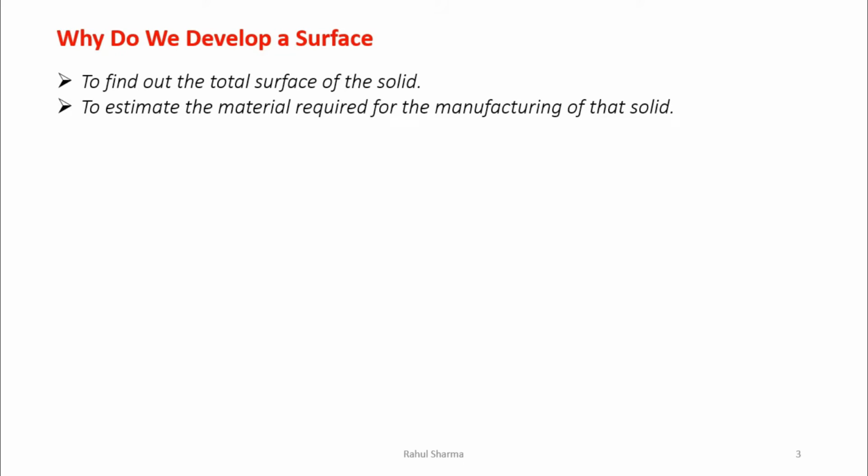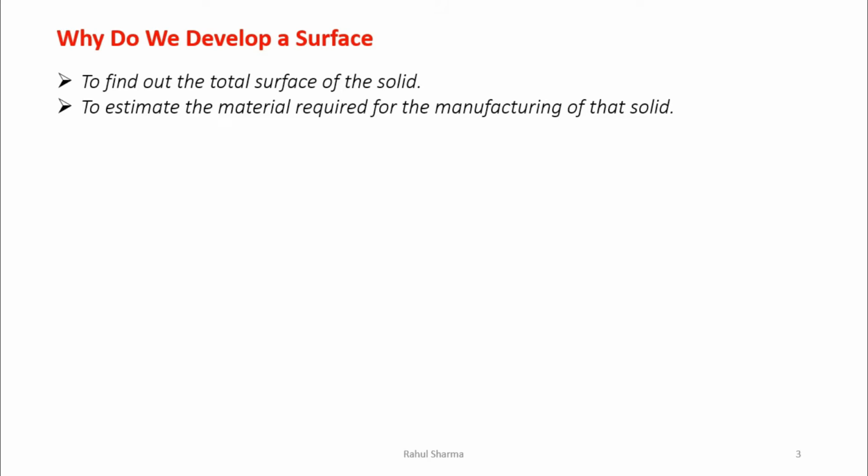Second, to estimate the material requirement for manufacturing of that particular object. Let's say we have to manufacture a mobile or any other gadget or an automobile, a car. We are not going to make the car in actual and then decide how much material is required. No, the technical engineer will directly design the car on paper, then develop that. They cut and unfold the car in design so that they can calculate the total material required for the manufacturing of that car.